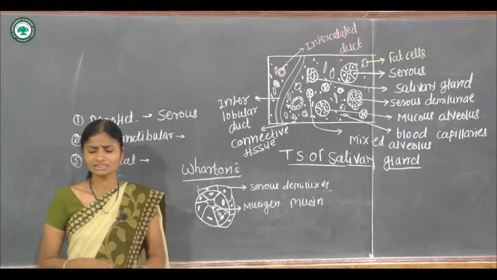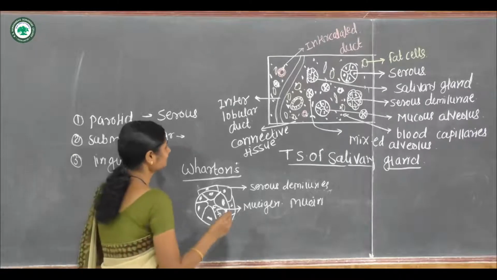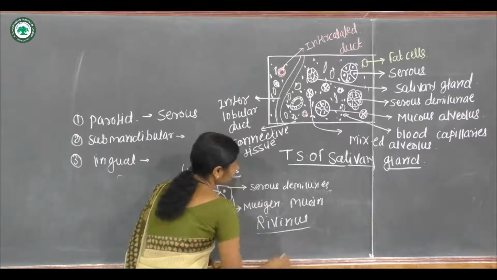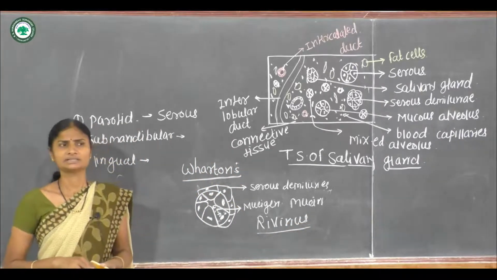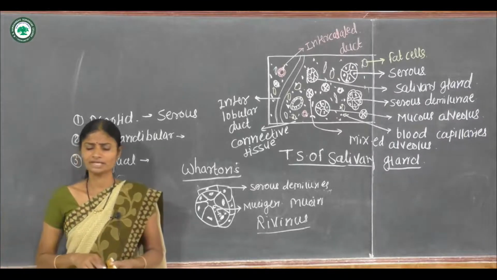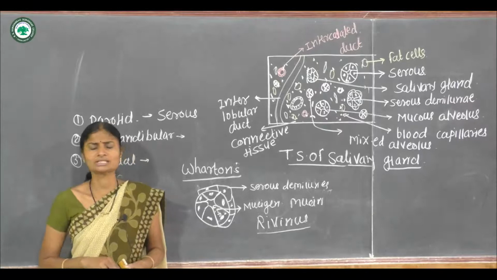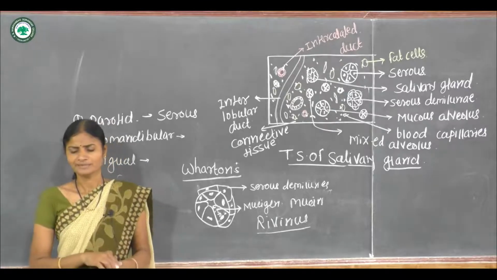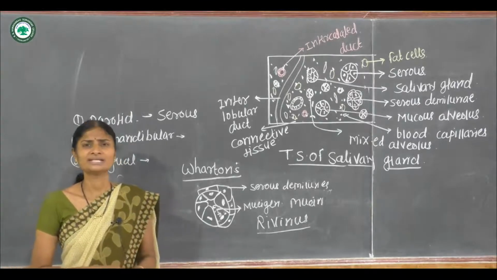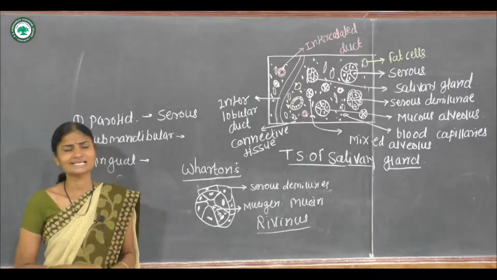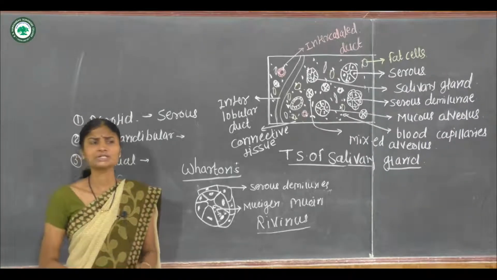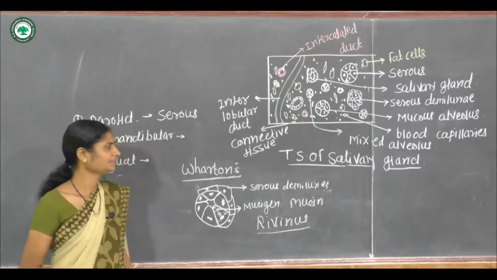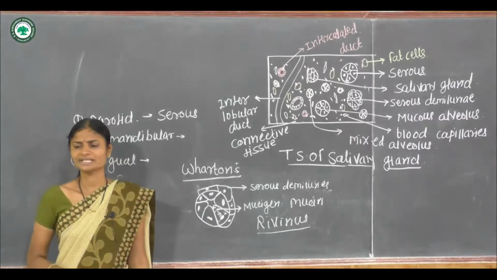The duct present in the sublingual gland is called the duct of Rivinus. Serous cells occur in the form of demilunes around the mucous acini, and the gland secretes a mixed type of secretion. The salivary glands have a rich blood supply, few lymph vessels, and nerve supply is also present.